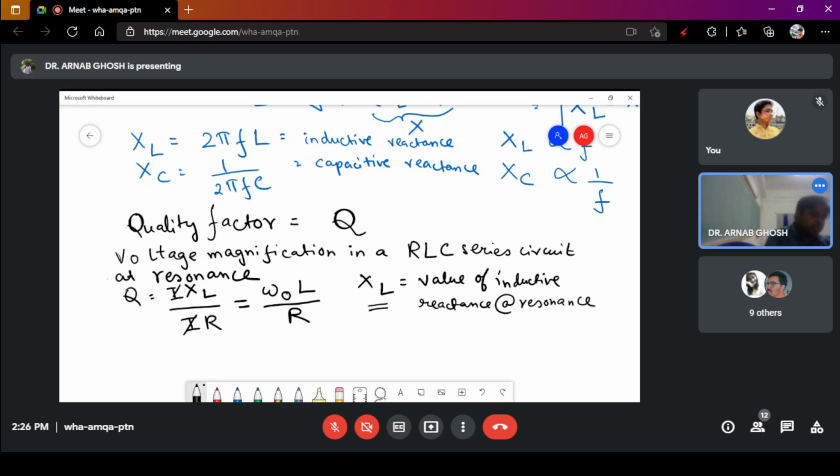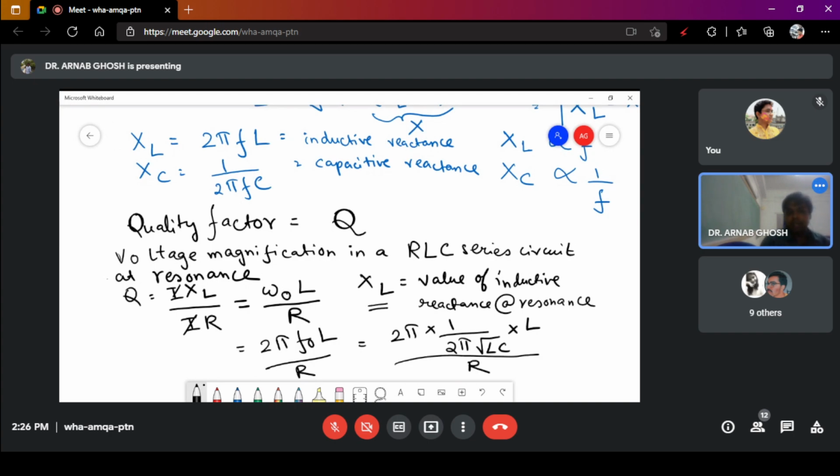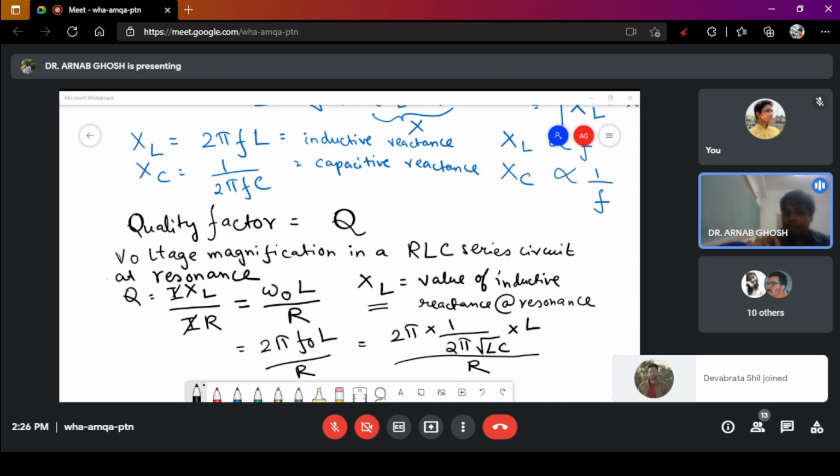So you can write this as 2 pi F0 L by R. So what is F0? F0 is 1 upon 2 pi root over LC, so we have 2 pi multiplied by 1 upon 2 pi root over LC multiplied by L, whole divided by R. When I am writing about the voltage magnification, this is the ratio of the voltage drop across the inductor or capacitor to the voltage drop across the resistor.